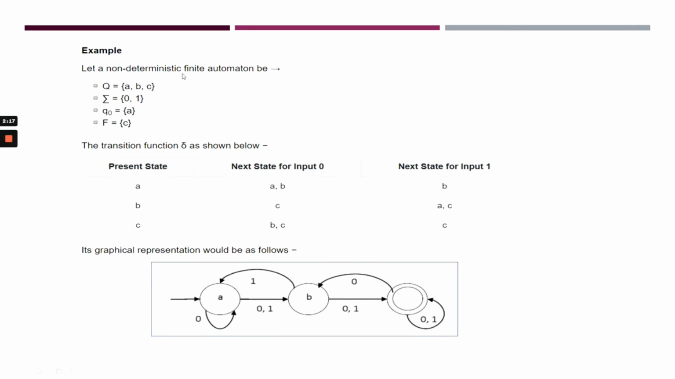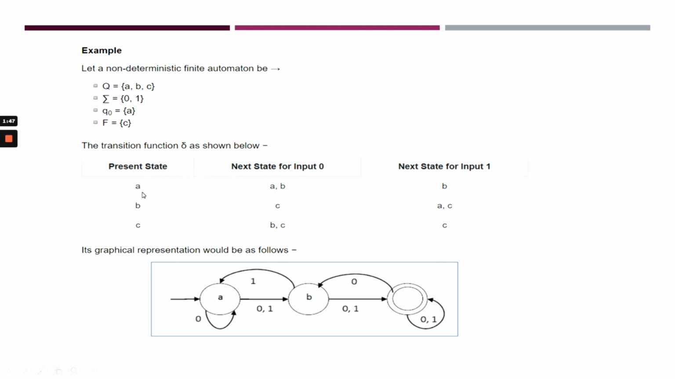Let us take non-deterministic finite automaton B. Here they gave the states, inputs, initial state and final state. Then we can represent it in a graphical form, where A is the initial state, and B and C are the final states. So the transition function delta is as follows. He gave the transition function, then we have to draw the graphical representation.